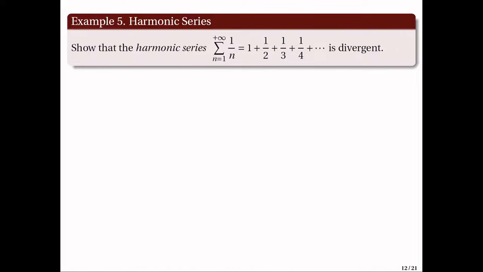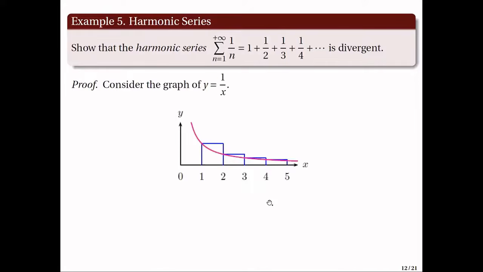For the next example, the harmonic series is a summation of 1 over n, with n ranging from 1 to infinity. We will show that this series is divergent. So for the proof, we consider the graph of y equal to 1 over x. Its graph is shown in purple, while the blue rectangular regions have height 1 over n and length 1.